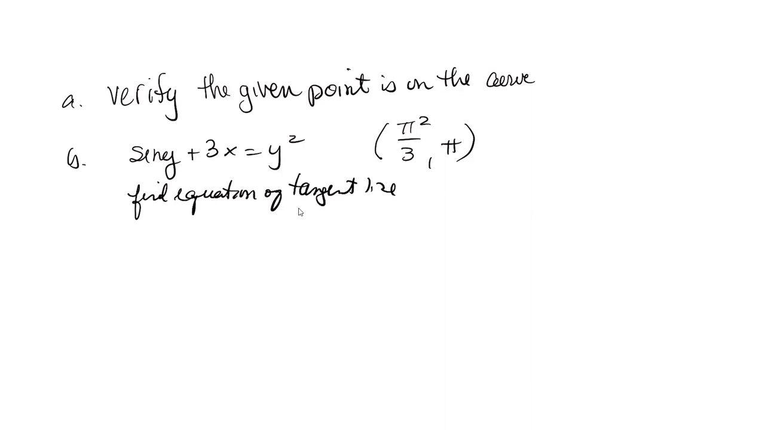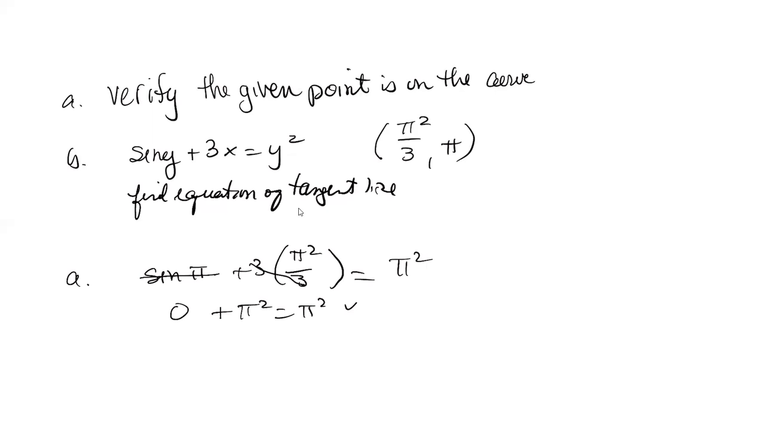Okay, so to verify that a point is on a graph, plug in the x and y coordinates and make sure that it makes the equation true. So we would have the sine of the y coordinate plus 3 times the x coordinate is equal to y squared. In this case, that would be pi squared. The sine of pi is 0. 3 times pi squared over 3 is just pi squared, and that equals pi squared. So it is indeed on the graph.